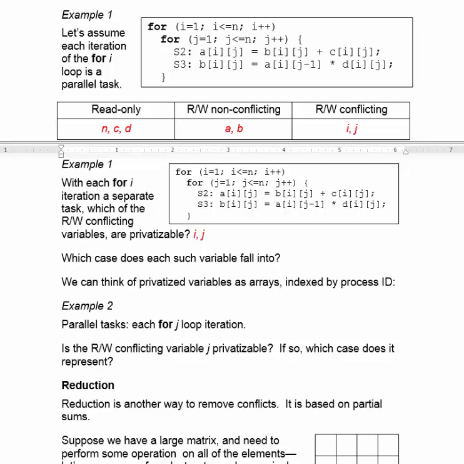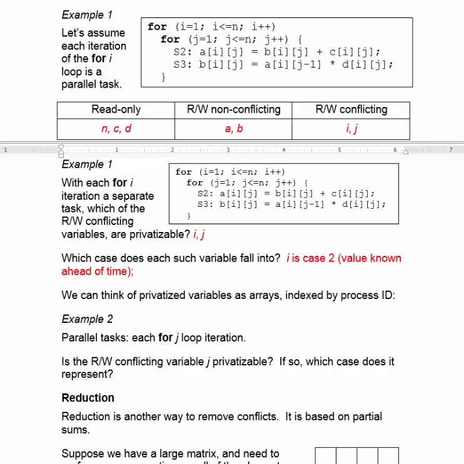Which case does each variable fall into? Well, let's think about I. If we're doing a for-I loop, we know what the value of I is ahead of time. It just gets set to something and stays that way for the whole loop until it gets to the very end, in which case it's incremented to the next value. So that's case 2. A value in the different parallel tasks is known ahead of time, allowing the private copies to be initialized to the different values of I, in this case, in the different tasks.